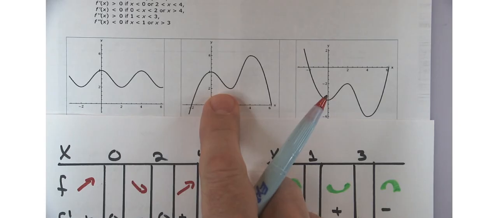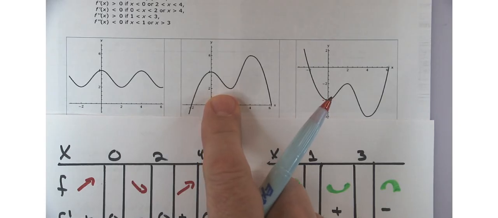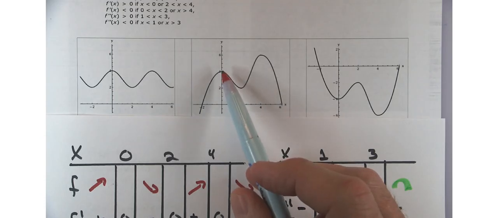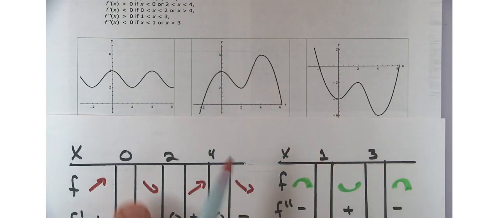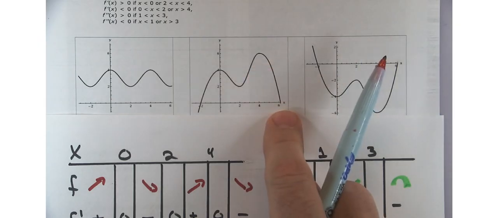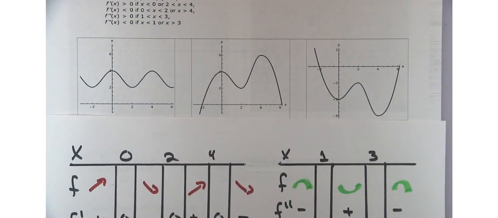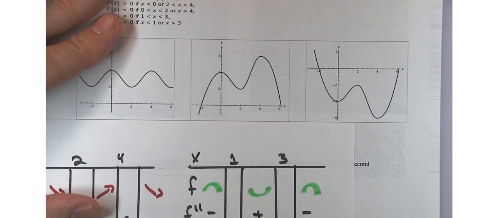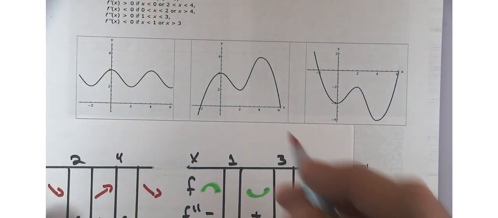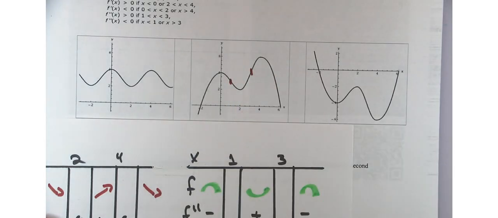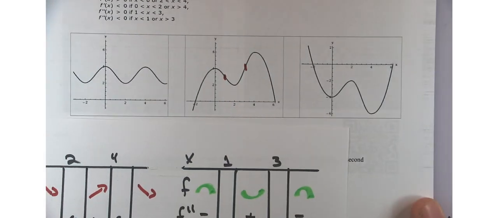How about this one? Does that one seem to line up with things pretty well? Increasing to 0, decreasing to 2, that matches. Increasing to 4, decreasing after 4. So that one looks like a pretty good fit. Does it match with our concavity as well? So with our concavity, we got points at 1 and 3. Does this match the concavity?